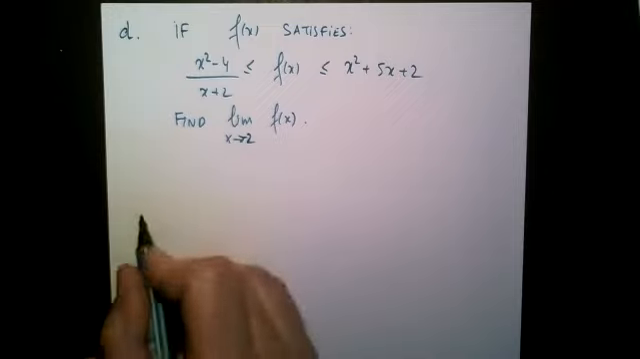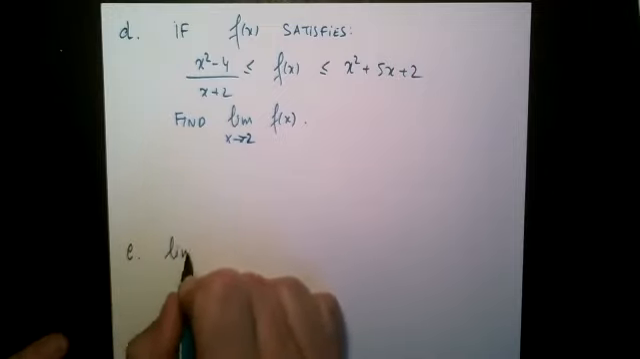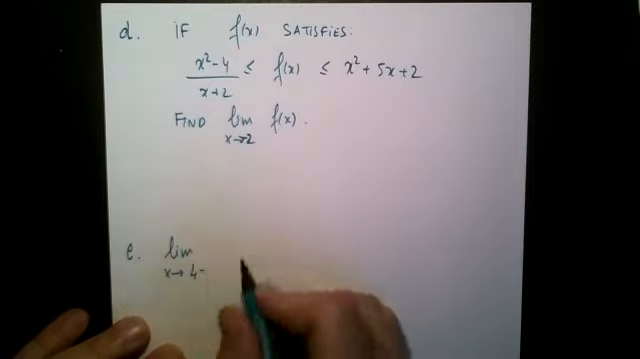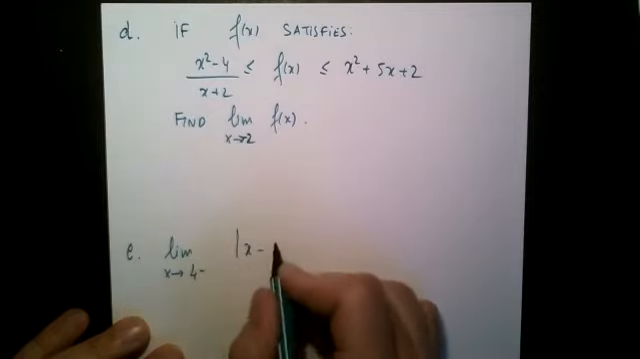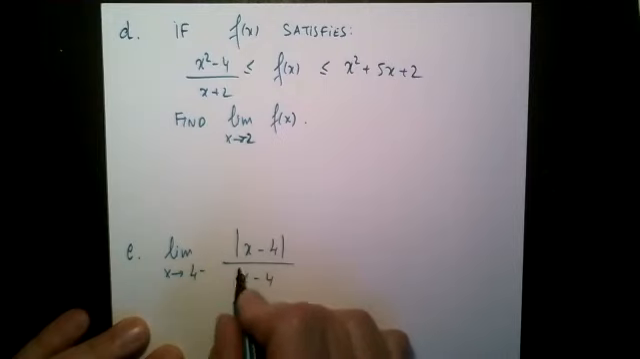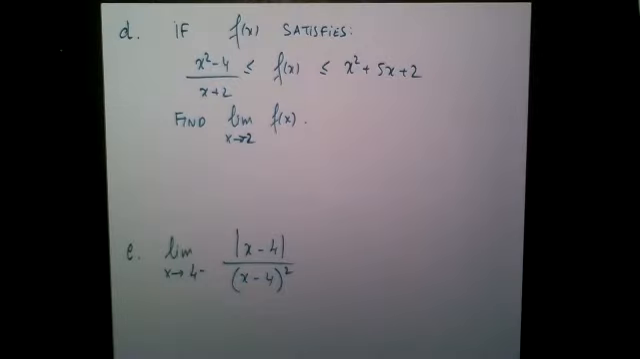And E, I'm going to set you up with E. In the meantime, the limit as x approaches 4 from the left of the absolute value of x minus 4 over x minus 4 squared. Okay, go for it. Take a few minutes, try it out.